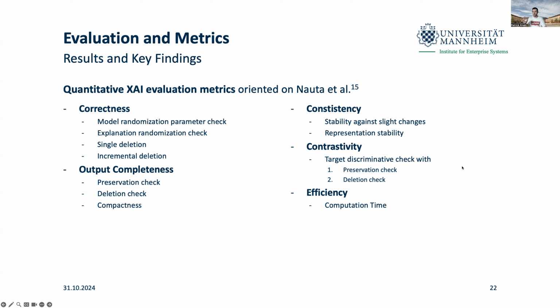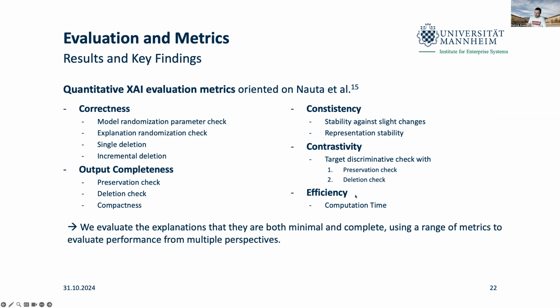So for example, if we are doing our evaluation on EfficientNet B4, we use EfficientNet B3 and give the explanation of B4 into B3 and see whether it still predicts the correct class or not. And we do that for the preservation check and deletion check. And the last metric that we used was computation time. So we evaluate DSEG-LIME on whether it is both minimal and complete. So we look at different perspectives on this problem.